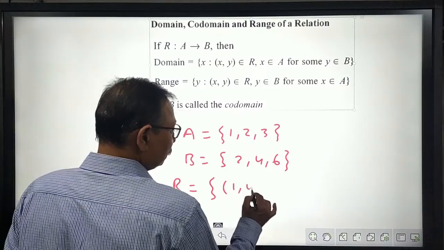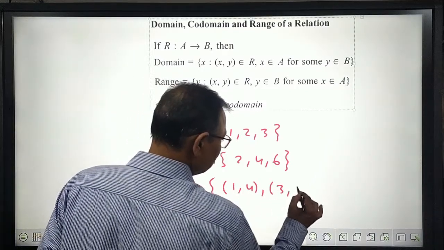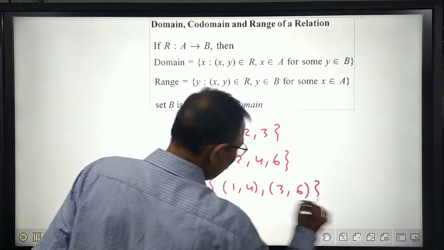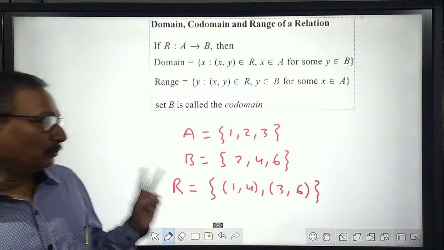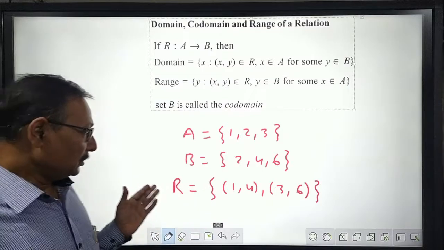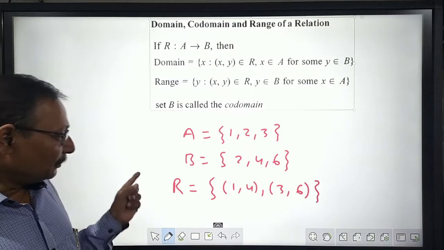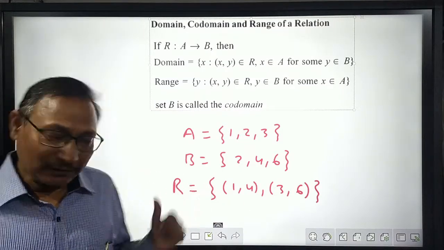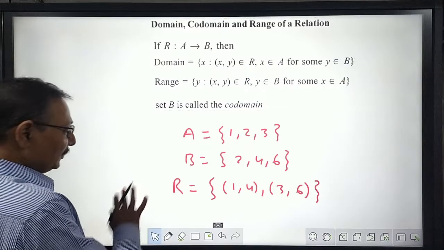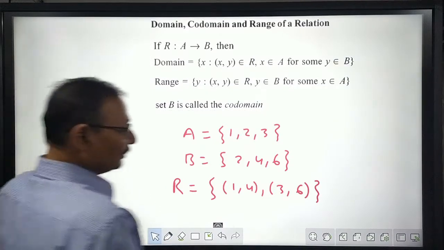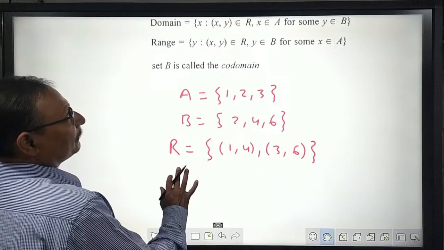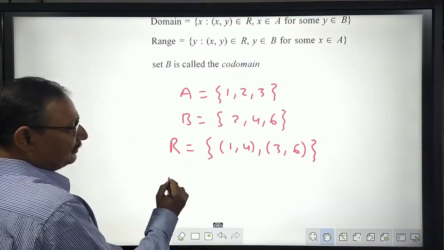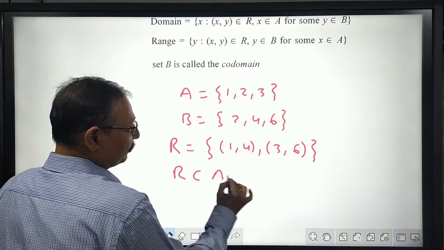1 4, 3 6. Okay, I wrote here two pairs under the head of R, set R. Then this R is clearly here a subset of A cross B.